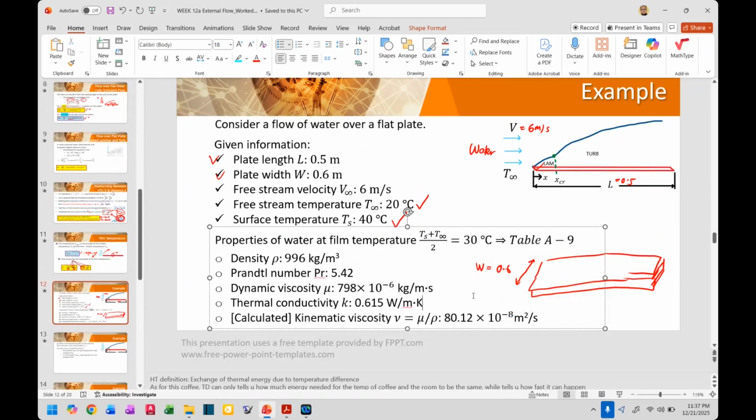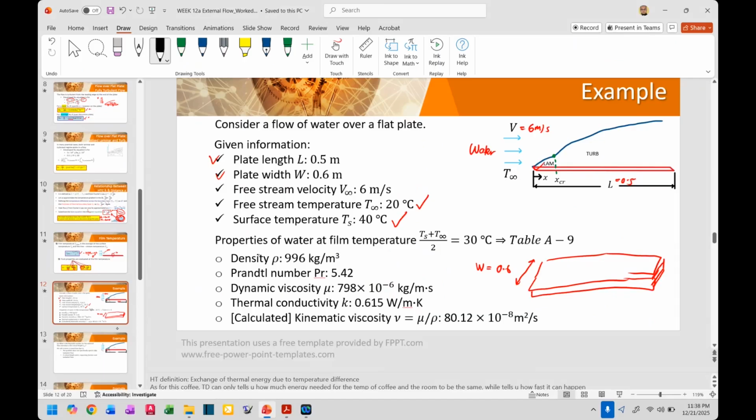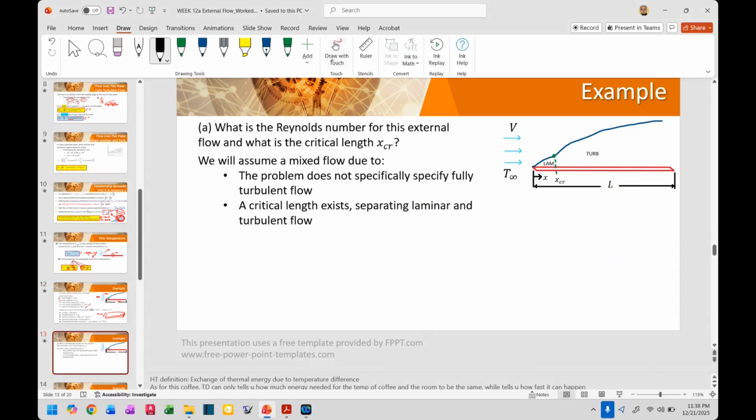All right. So these are all obtained when we take the film temperature, right? The film temperature was simply the surface temperature at 40 plus the free stream temperature at 20. So that's 60. Take the average, it's 30. So at 30, all these properties are found. Right. So coming to the example, what's the Reynolds number for this external flow and what's its critical length?